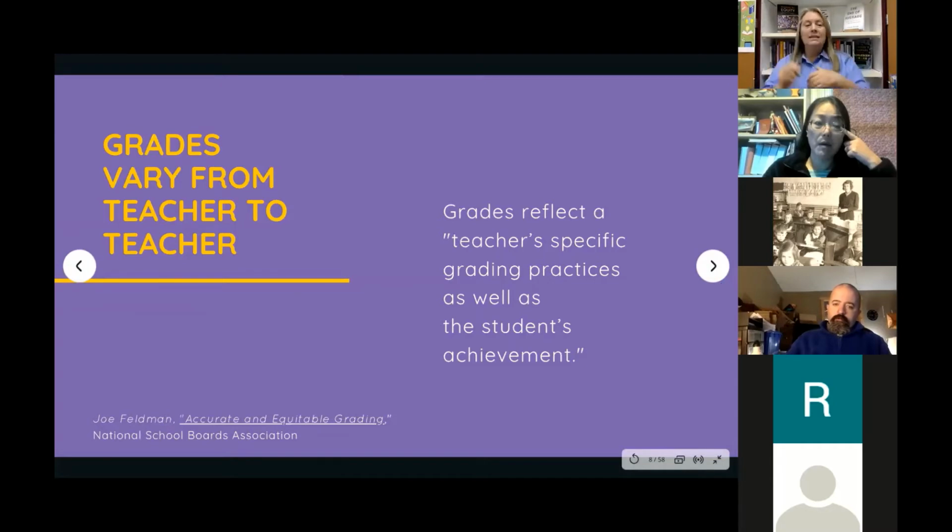So Feldman says in an article that I've linked in the slideshow, which you'll have access to later, the article is called Accurate and Equitable Grading. It's posted on the National School Boards Association's page. He says that grades reflect the teacher's specific grading practices as well as the student's achievement. But my question is, should they, or should they just be reflecting the student's achievement?